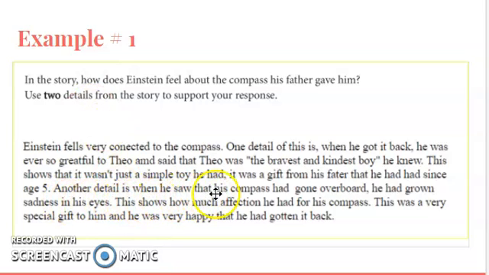Another detail is when he saw that his compass had gone overboard. He had grown sadness in his eyes. This shows how much affection he had for his compass. This was a very special gift to him, and he was very happy he had gotten it back.